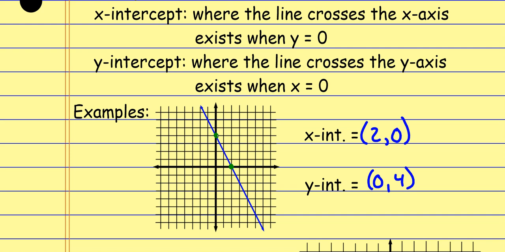If I start, and I always count left to right, so I go down 4 over 2. Down 4 over 2. I could plot more points on this thing just after having those 2, all right?